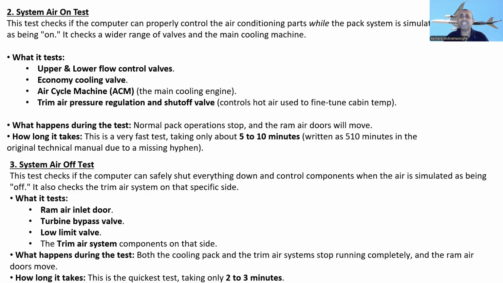What does the system air on test check? They test the upper and lower flow control valves, the economy cooling valves, the air cycle machines, the main cooling engine, and the trim air pressure regulation and shutoff valves. Trim air is hot air used to fine tune the cabin temperature. So what happens during the test?